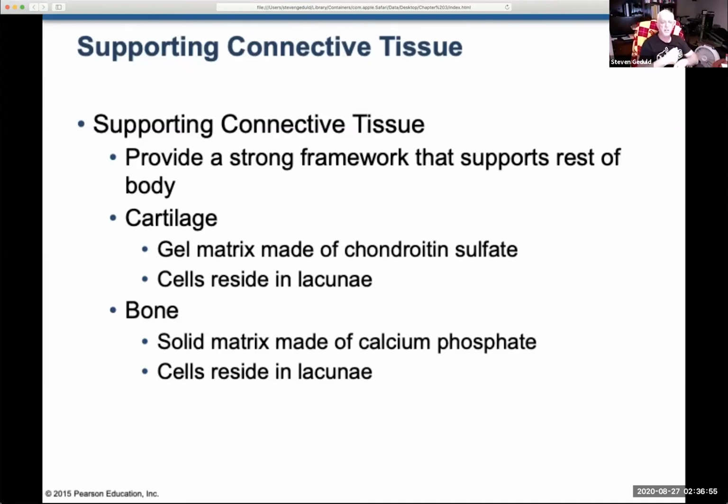Cartilage is a gel matrix made up of chondroitin sulfate. The cells reside in lacunae. Cartilage is a lot more flexible than bone. Bone is a solid matrix made of calcium phosphate. And the cells reside in the lacunae also. So both cartilage and bone share a common feature. They both have lacunae. Lacunae is an indentation or a little space in the bone where the fibroblasts live or where the osteoblasts live. And those produce either bone or cartilage. Okay? So lacunae is common in both cartilage and bone.